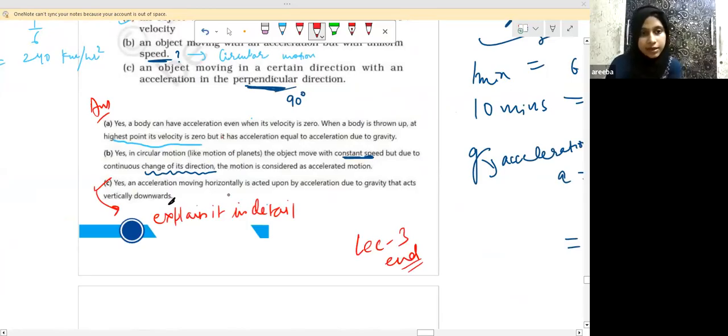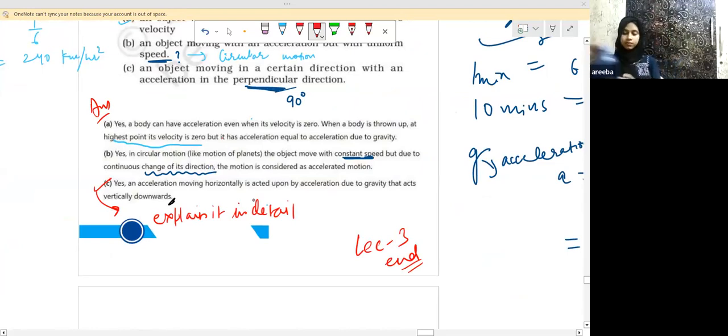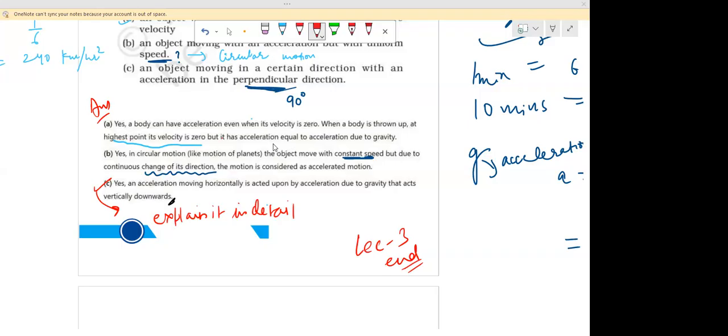Okay, read the next part C. Umaima, read part C, question and answer. Should I read it loudly? Yes. An object moving horizontally is acted upon by acceleration due to gravity that acts vertically downwards. Now tell about this one, part B, I mean the answer to part C. Ali, you also read this one.